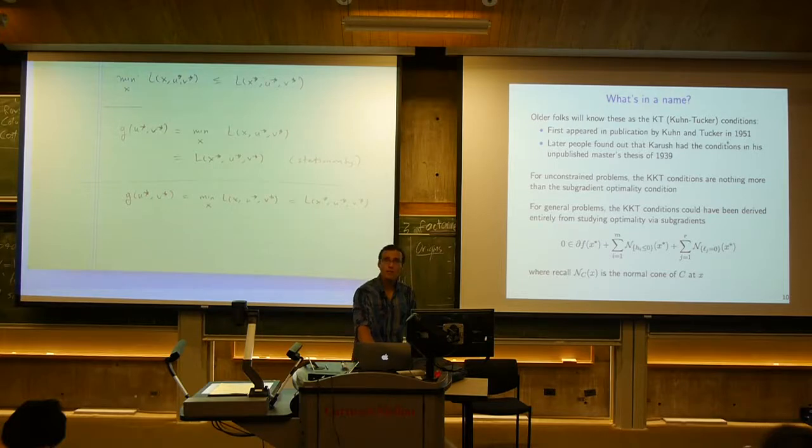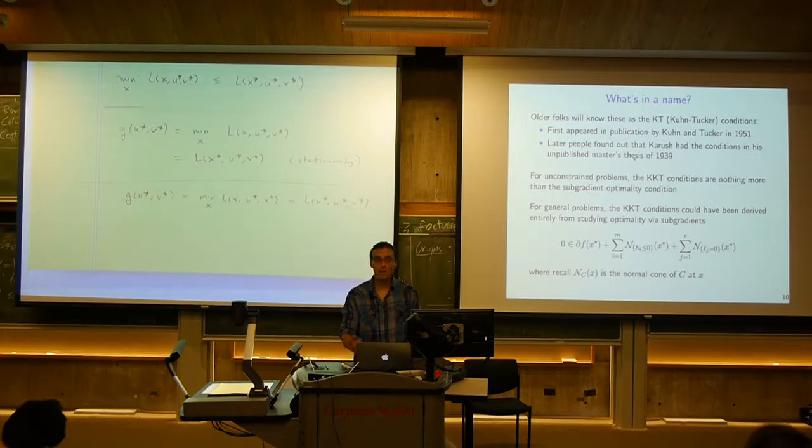Much later, so I don't even know what year. I mean, Javier would be able to tell us. I think my guess is sometime in the 90s. People found out that there was a master's student called Karush who had these same conditions in his master's thesis in 1939. So he actually had the same kind of idea as Kuhn and Tucker. I guess this would be 12 years earlier. And people didn't really know about it because this master's thesis was unpublished.